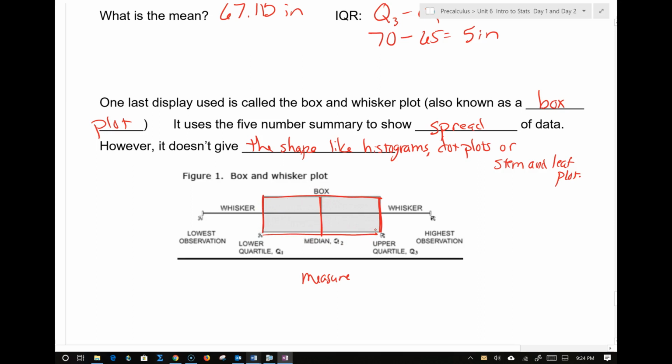Then you do what's called the whiskers of the box. For the whiskers, you actually have what's called a whisker range, or how far you can go, which is 1.5 times the interquartile range away from the median. But what's really cool here, it's normally your lowest observation and your highest observation.